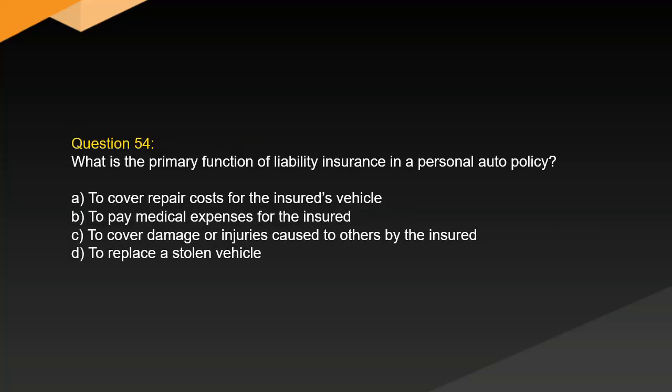Question 54. What is the primary function of liability insurance in a personal auto policy? A. To cover repair costs for the insured's vehicle. B. To pay medical expenses for the insured. C. To cover damage or injuries caused to others by the insured. D. To replace a stolen vehicle.